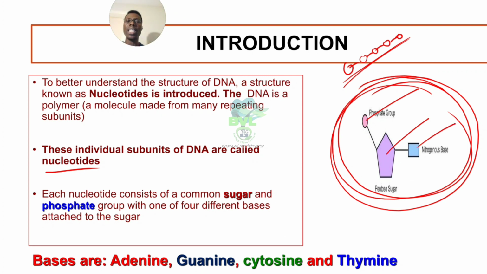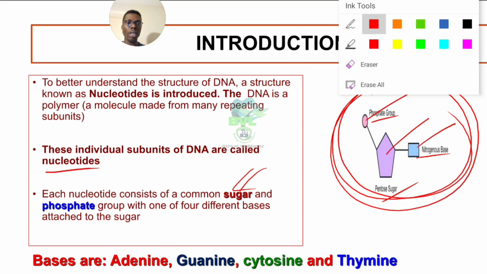For the sake of GCSE, just know phosphate group, the nitrogenous base, and sugar is okay. You don't have to say pentose sugar, that's fine. Just sugar, you can say sugar is okay for that. Now, this particular DNA, let me take something off that.